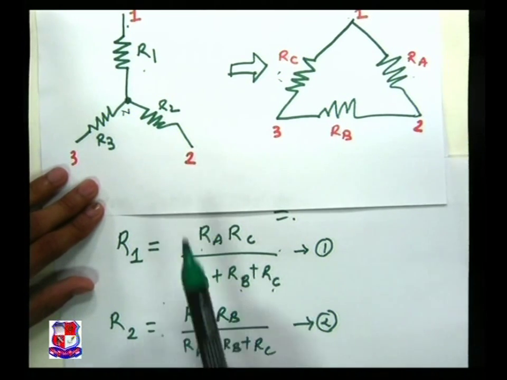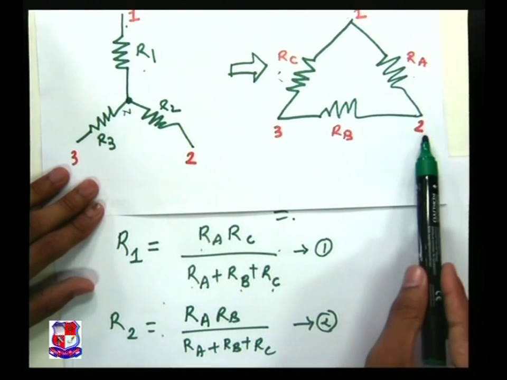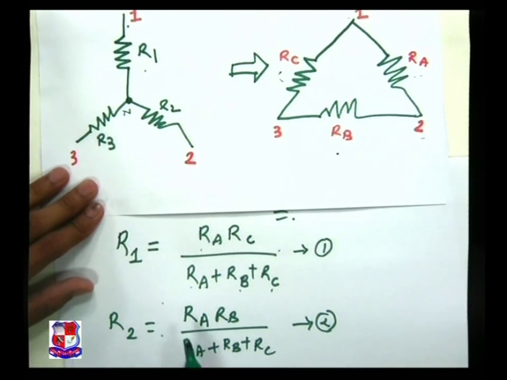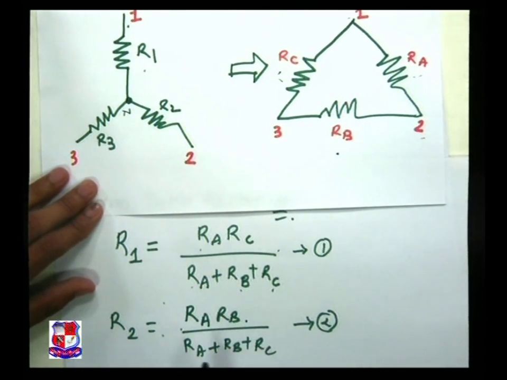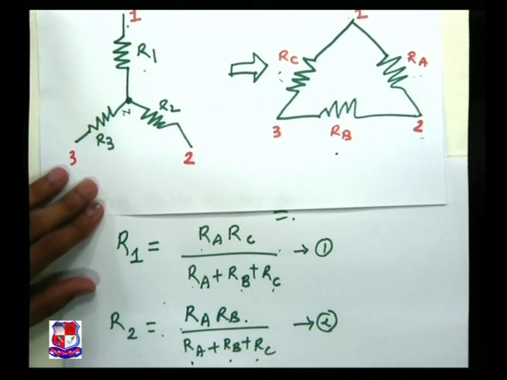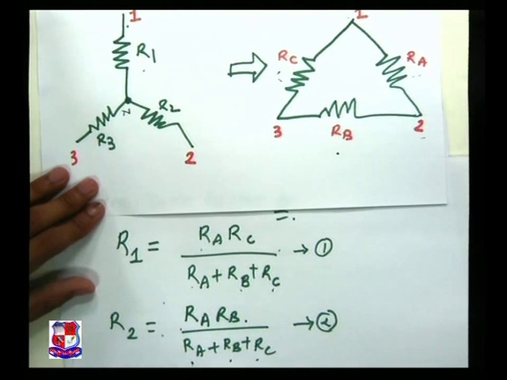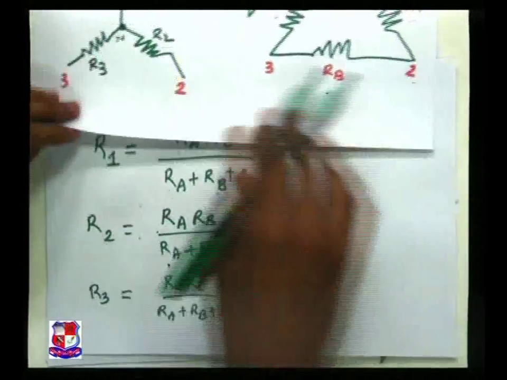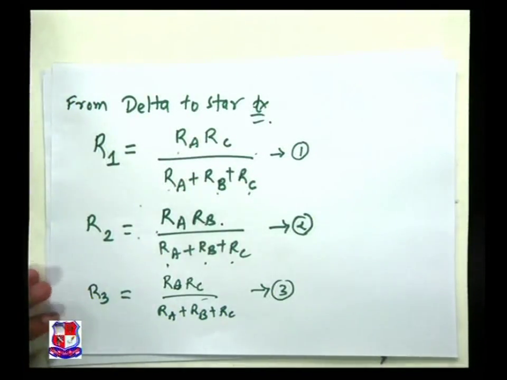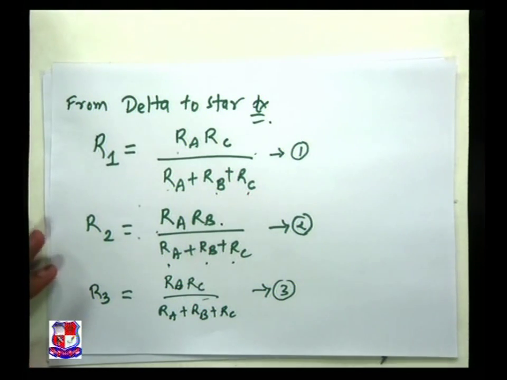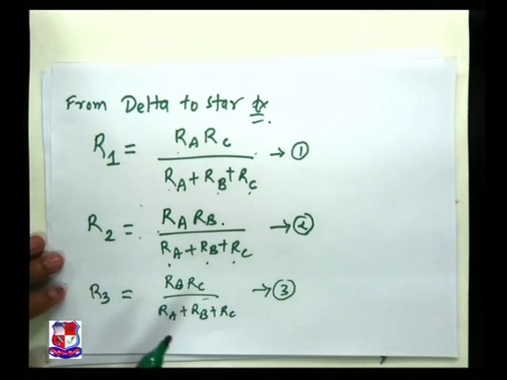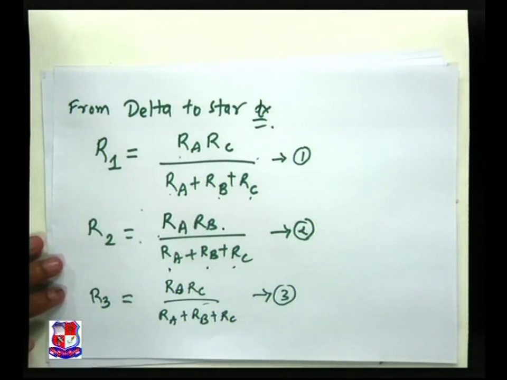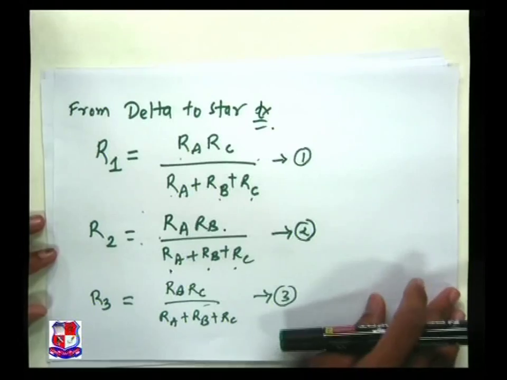Similarly R2, number 2 is connected with R2. Here number 2 is joining RA and RB. The equation is RA into RB upon RA plus RB plus RC. That means in these equations the denominators remain common, and the numerator parts change. So simply we got the 3 equations. Now the next step is to multiply equation number 1 and 2, 2 and 3, and 3 and 1. So we multiply the equations.